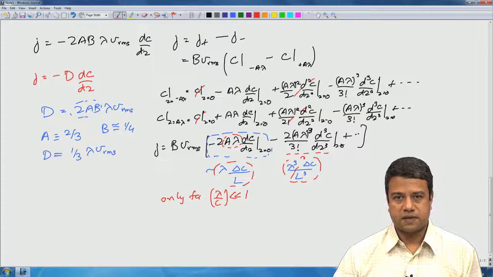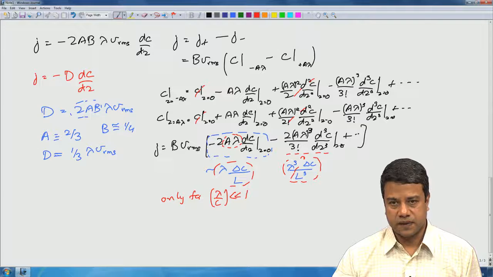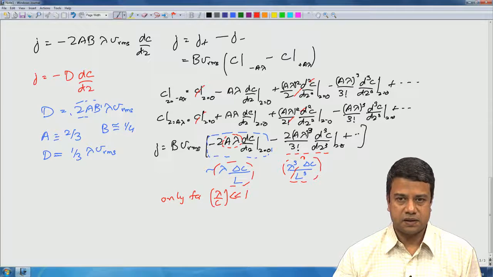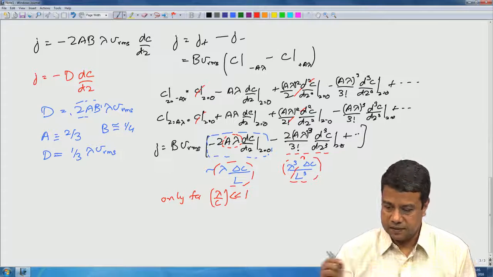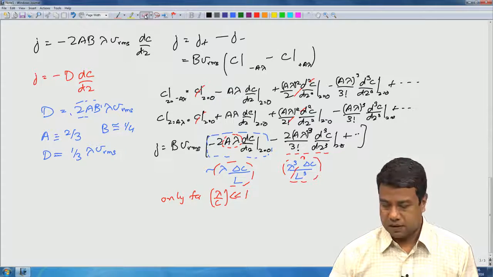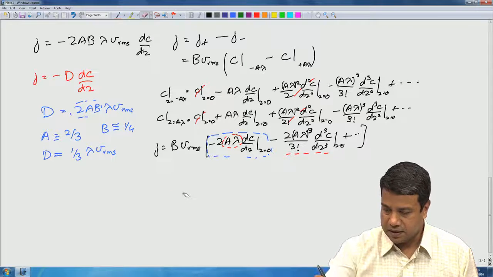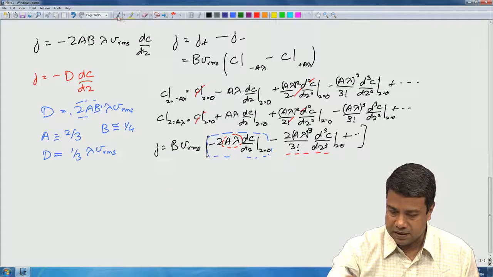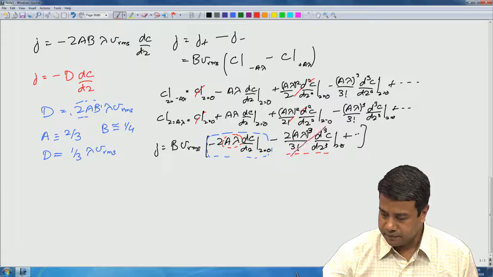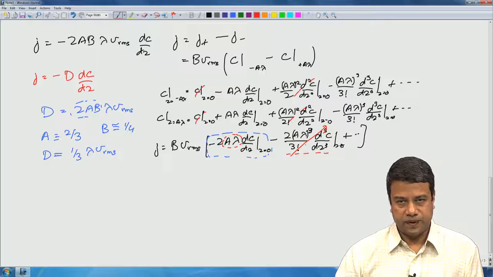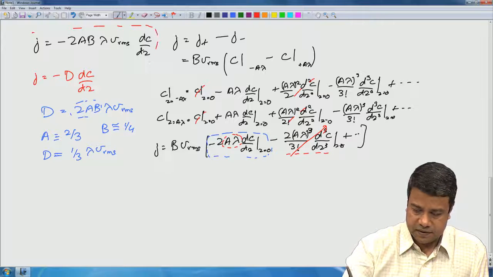The continuum description is valid only when the system size is much larger than the molecular scales. In the case of gases, the molecular scale is the mean free path. In the case of liquid, the molecular scale is the particle diameter itself. Okay. So, if that condition is satisfied, then we can neglect all these higher terms in the expansion and retain only the first term, and then we get this expression for the flux.